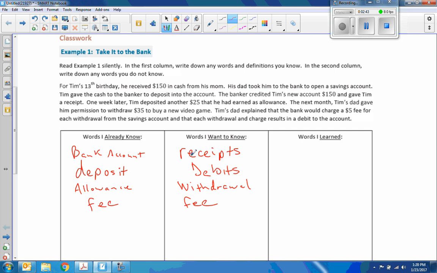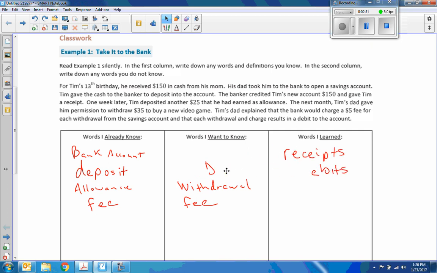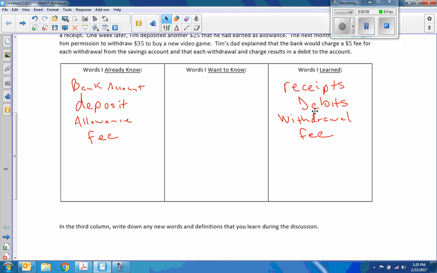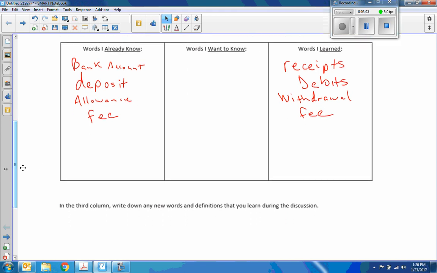And so on. Okay. So at the end of the lesson, hopefully, this is what happened. Want to knows became the words I learned. If I answered everybody's question and they left confident that they learned the material, then hopefully the words they learned were what they wanted to know and how to do. In the third column, write down any new words and definitions you learned during the discussion, which I just explained.